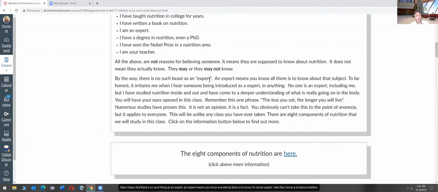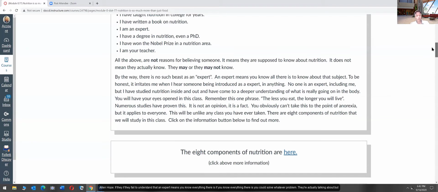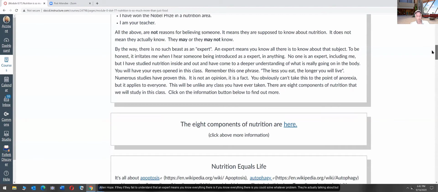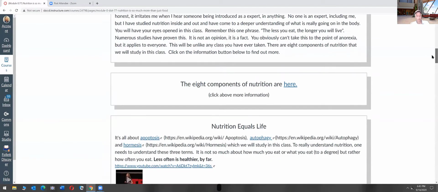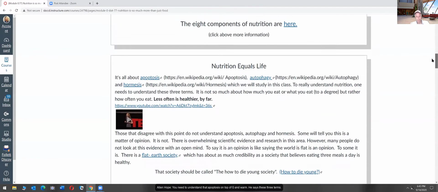And there's no such thing as an expert. An expert means you know everything there is to know. I'm not an expert. I feel like I know a lot about nutrition, but people are constantly being introduced on TVs as experts. This is an expert on the coronavirus. This is an expert on this. This is an expert on that. They failed to understand that an expert means you know everything there is. If you knew everything there is, you could solve whatever problem they're actually talking about.